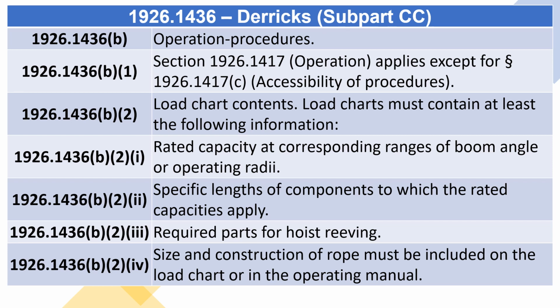1926.1436(b)(2). Load chart contents. Load charts must contain at least the following information. 1926.1436(b)(2)(i) through (b)(2)(iv): rated capacity at corresponding ranges of boom angle or operating radii; specific lengths of components to which the rated capacities apply; required parts for hoist reeving; size and construction of rope must be included on the load chart or in the operating manual.